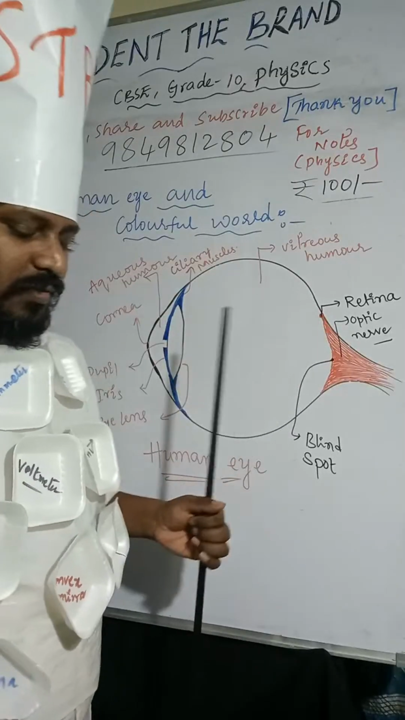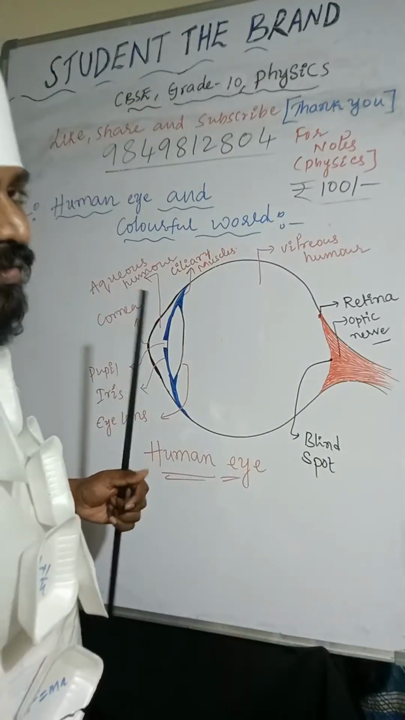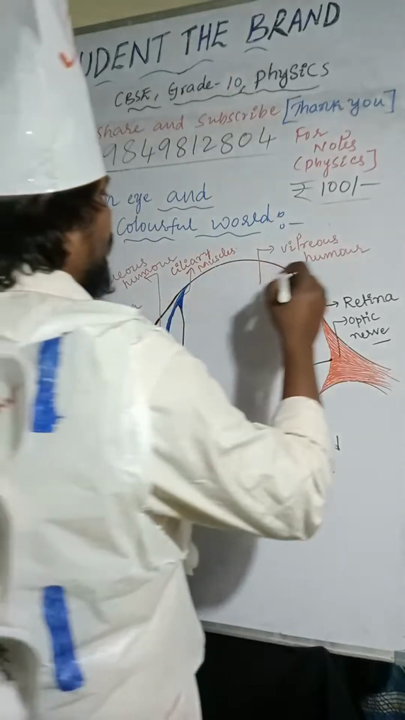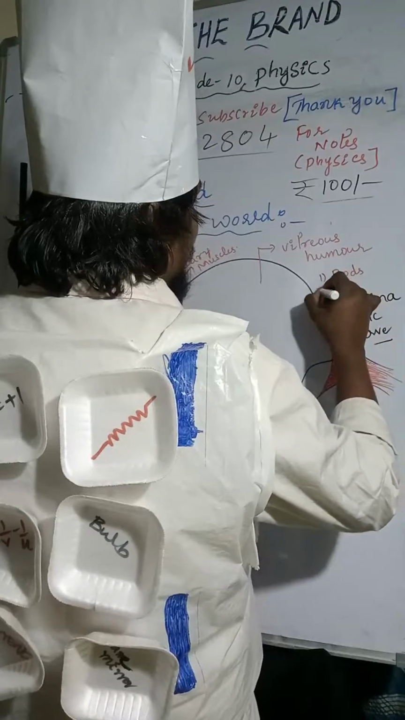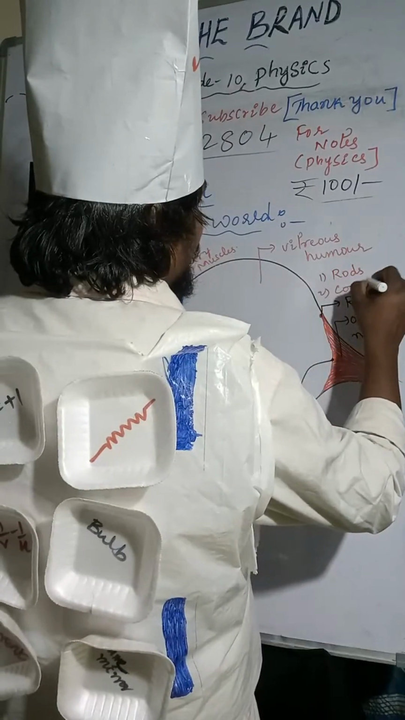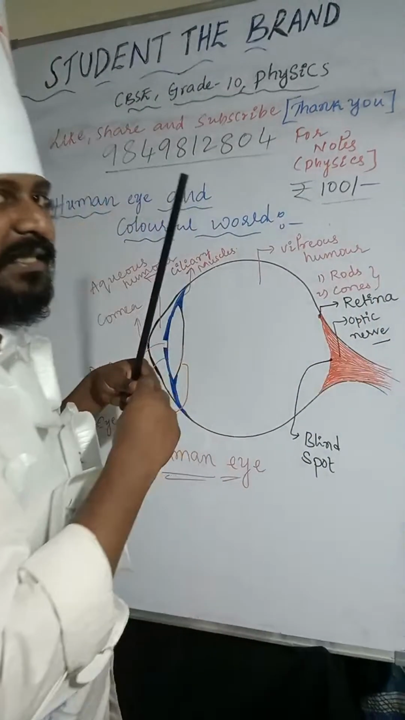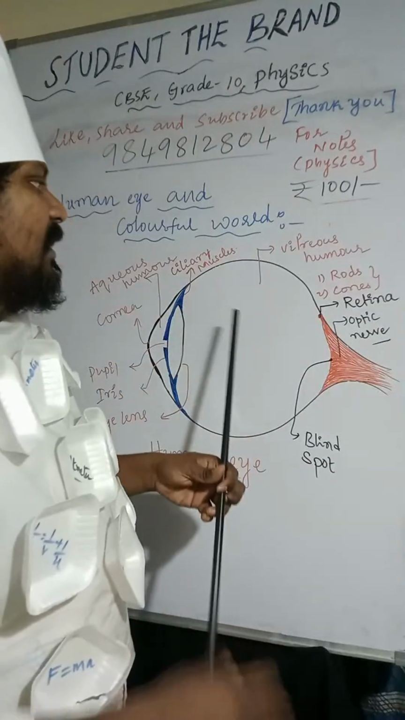Here there are two types of cells, rods and cones. Rods help with the intensity of the light. Cones help with the color of the light. Rods and cones. Okay. Rods help with the intensity of the light, cones help with the color of the light.